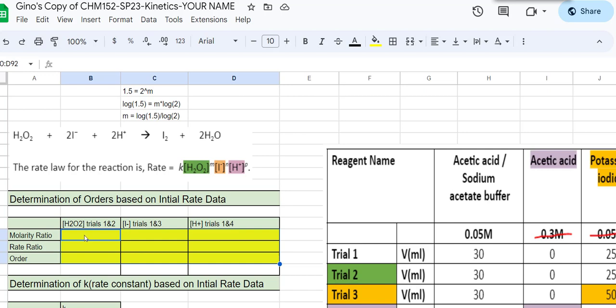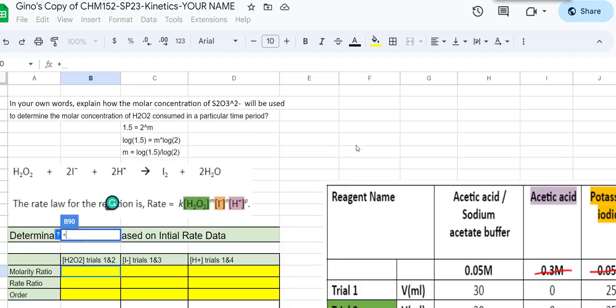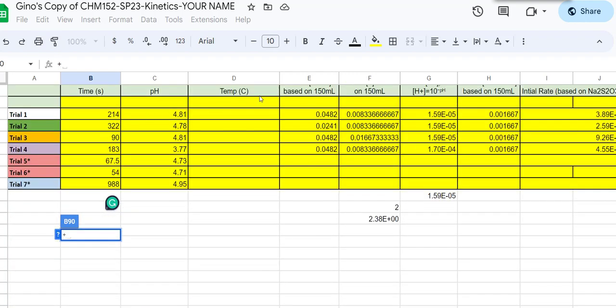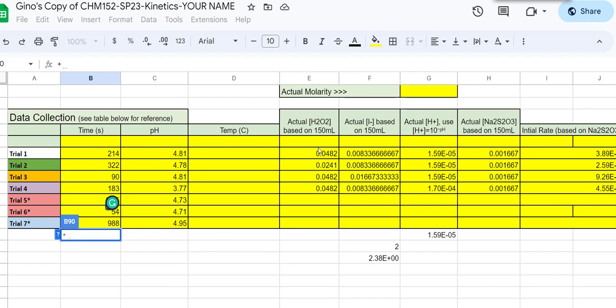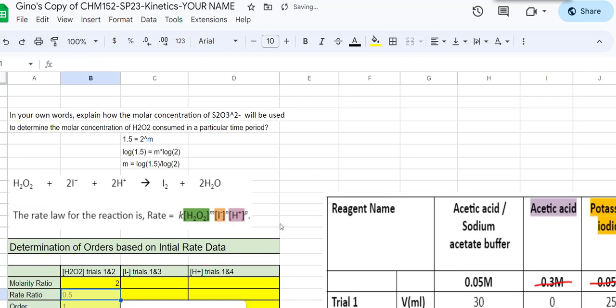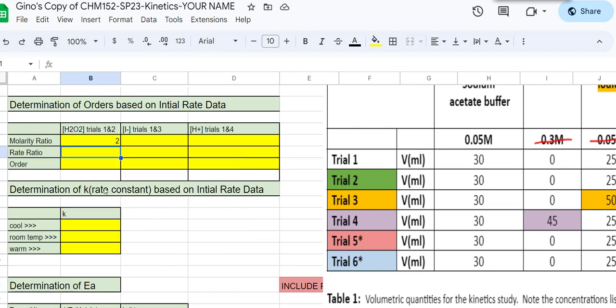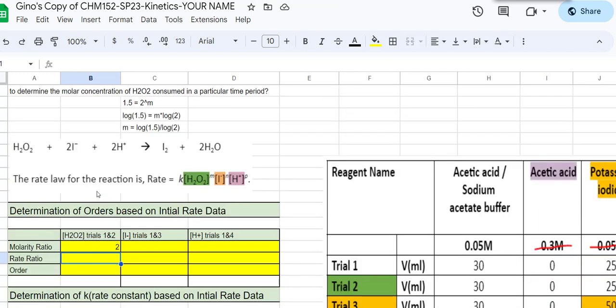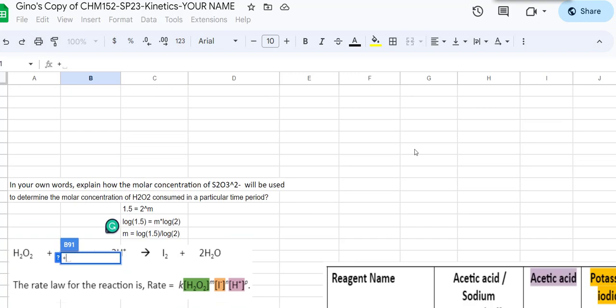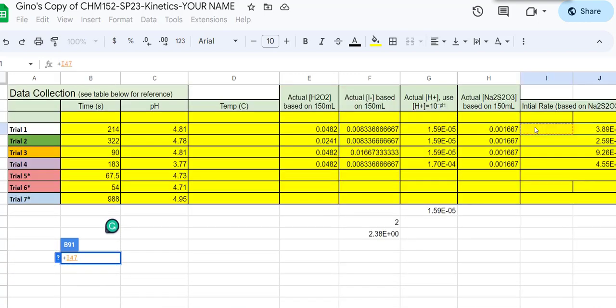So for the peroxide, we're going to use trials 1 and 2. Meaning we're going to divide the molarity of the peroxide for trial 1 divided by the molarity of the peroxide for trial 2. So we'll go up here and find the peroxide and divide that by that. So that's 2. And we're not going to do autofill. And then we're going to get the rate ratio. So that means we're going to go up here, be consistent, do 1 divided by 2.